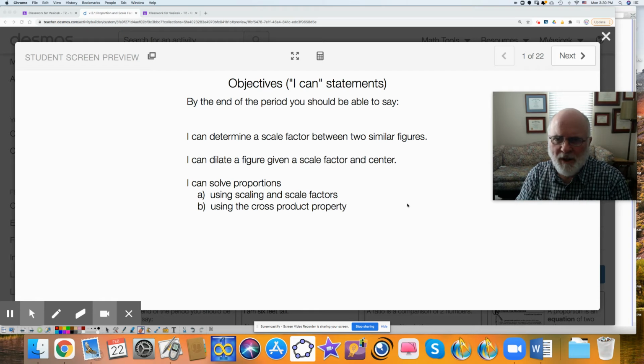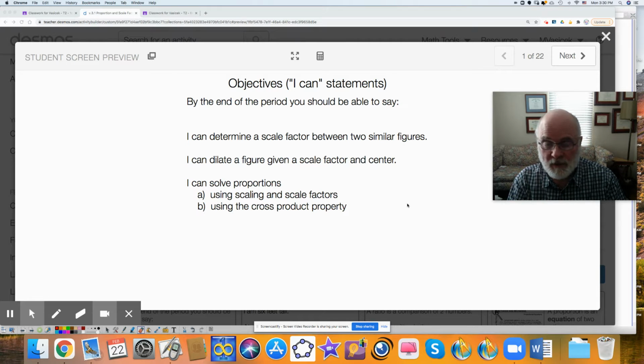Hi, I'm Mr. V, and today I'm talking about Illustrative Mathematics, Unit 3. Only these are lessons that I've created because we have a compression of time. We only have a limited amount of time to discuss this entire unit before the end of the trimester.